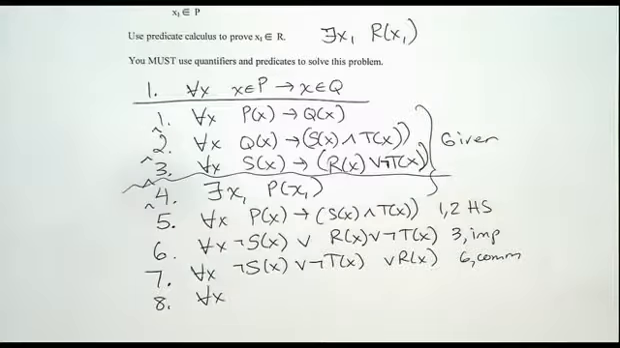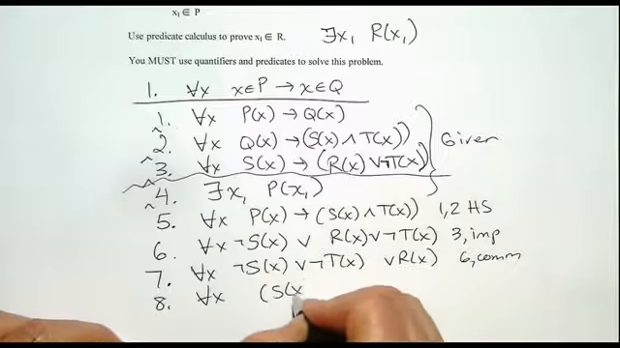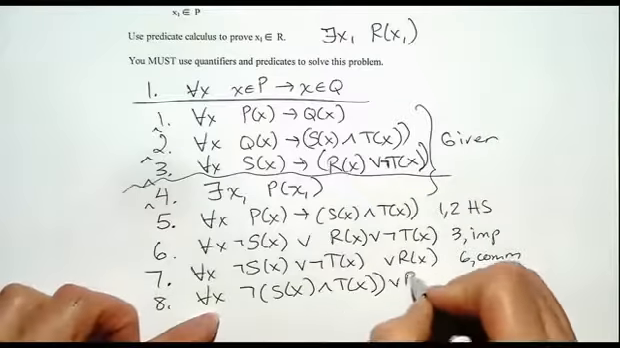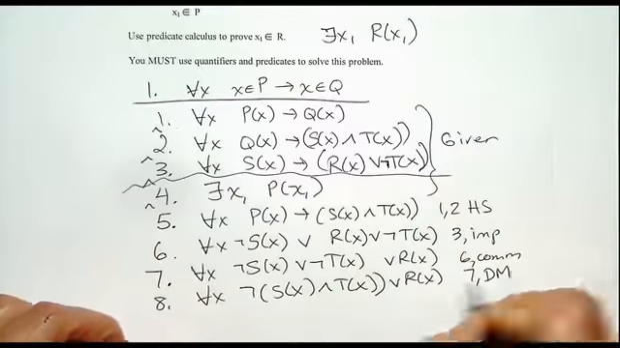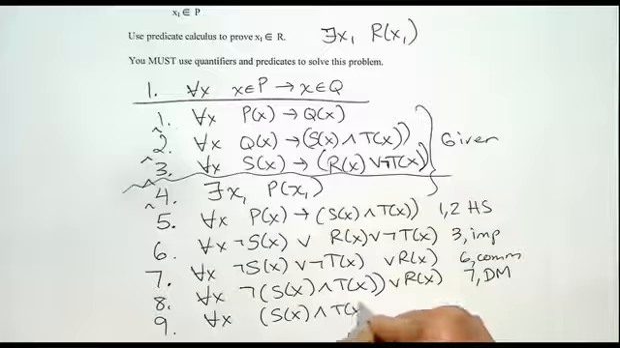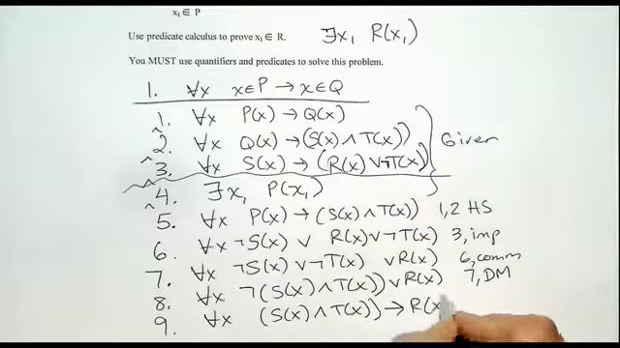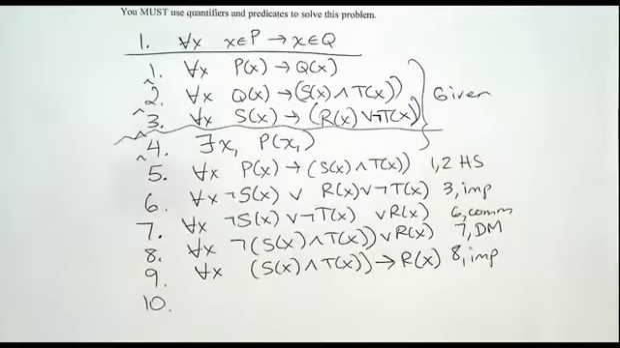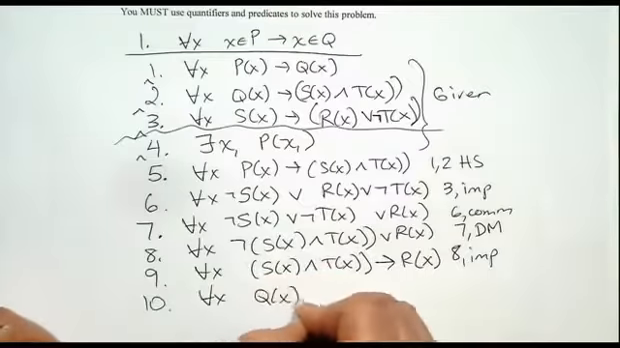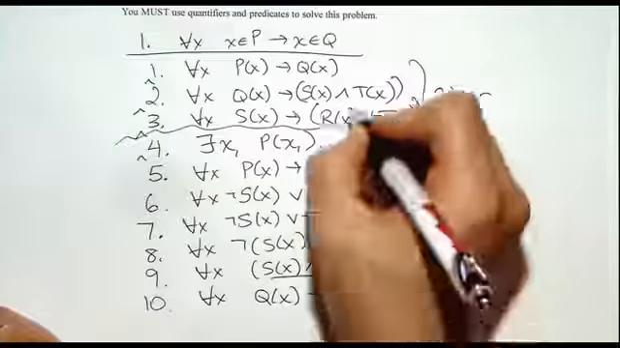And then I want to switch it back into an implication so I can do hypothetical syllogism, but I'm going to first use De Morgan's to put these together to get S of x and T of x with what outside? A not. And once I have that, that looks suspiciously like an implication. And once I have S of x and T of x, I can get for all x, Q of x implies R of x because that S of x and T of x overlaps.